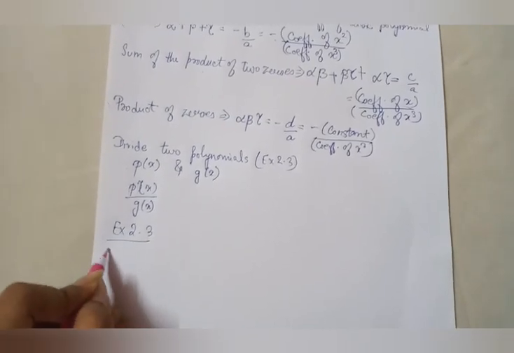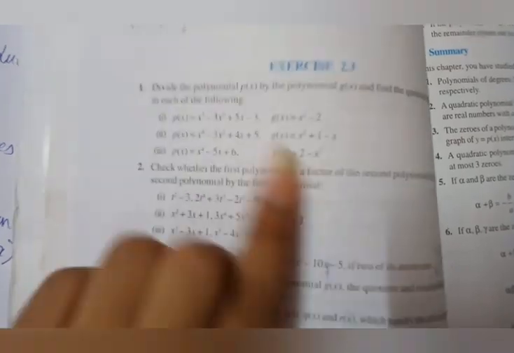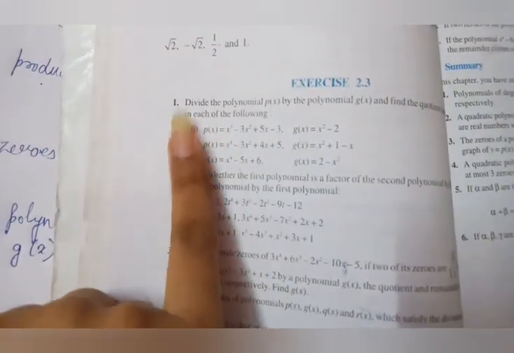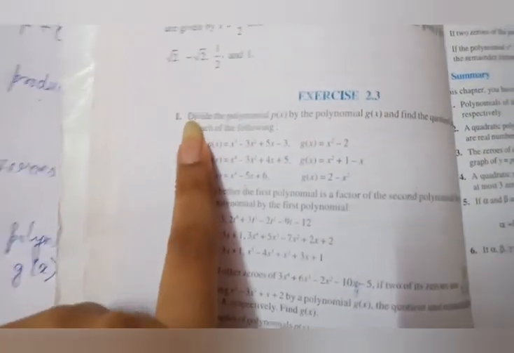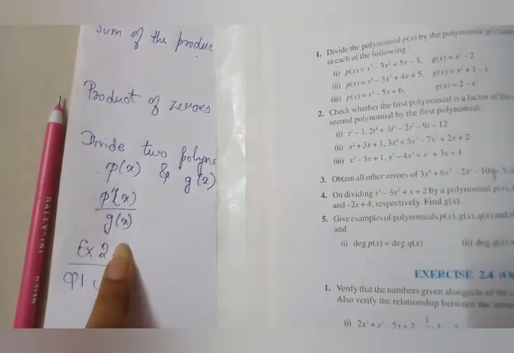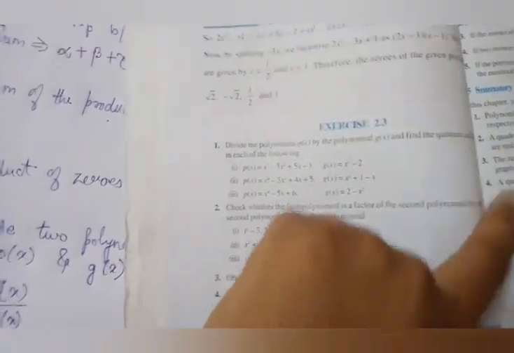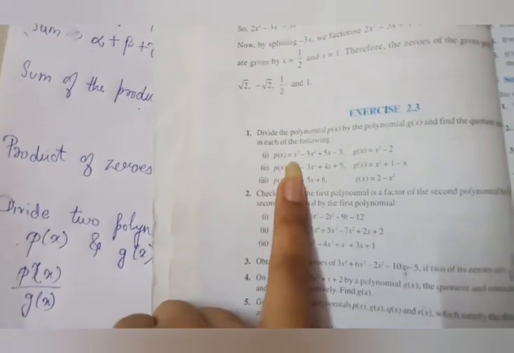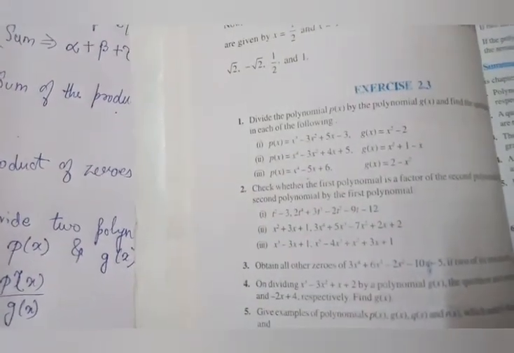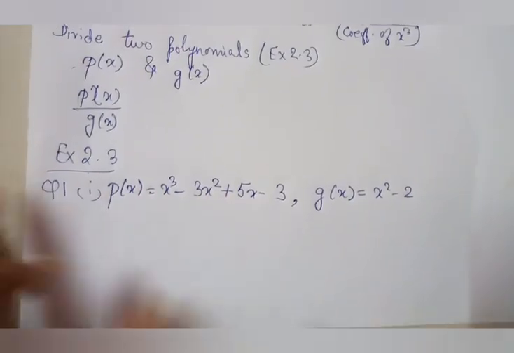Now we will take question number 1's first sum. As you can see, exercise 2.3 first question, we'll do the first one, but let's first read the question. Divide the polynomial px by the polynomial gx, meaning we need to do px upon gx, and find the quotient and remainder in each of the following. So we just need to find the remainder and quotient. Now let's start.